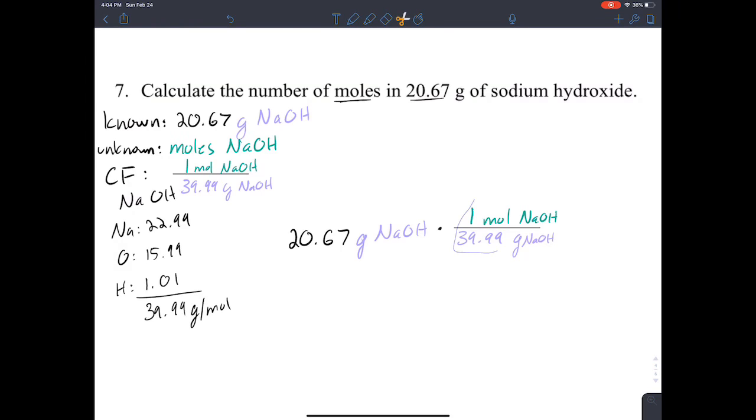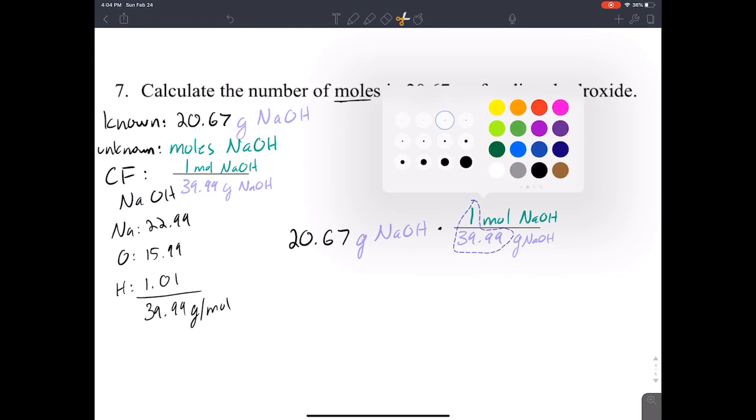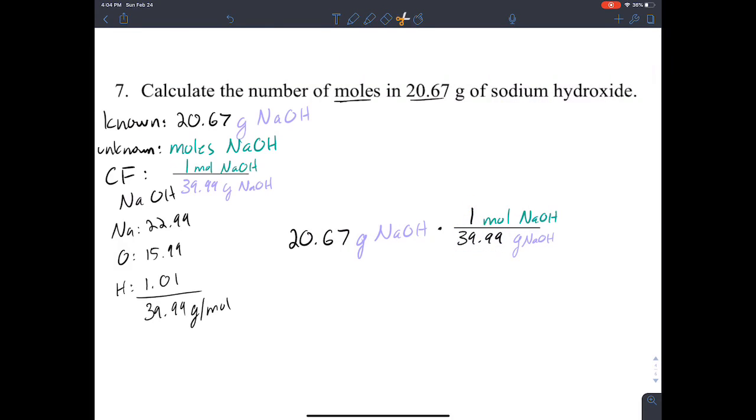just do this real quick to help anybody with OCD. Okay, so we're canceling our grams of NaOH here, and we're going to be multiplying 20.67 times 1 divided by 39.99. So 20.67 divided by 39.99. We have 4 significant figures in both of these, so we're going to be able to keep 4 significant figures.